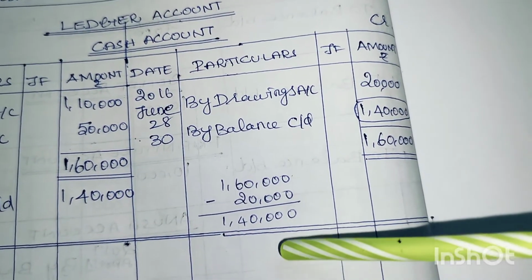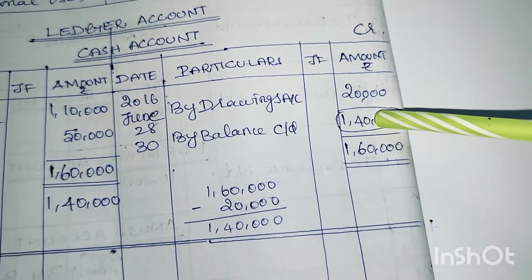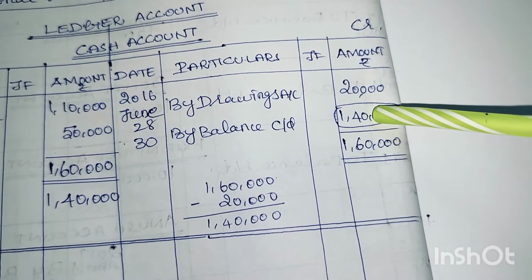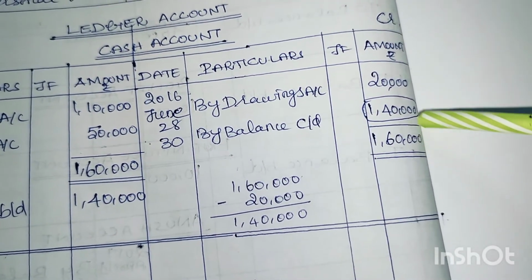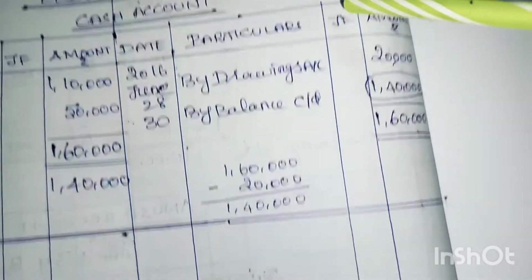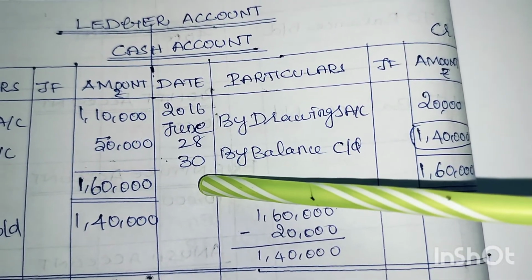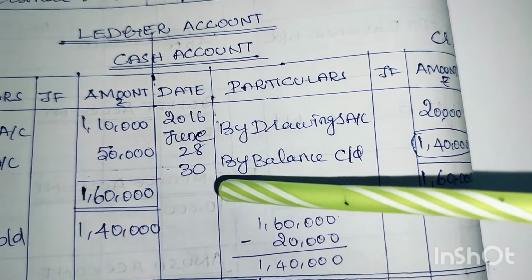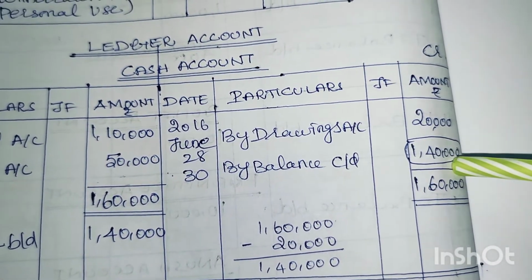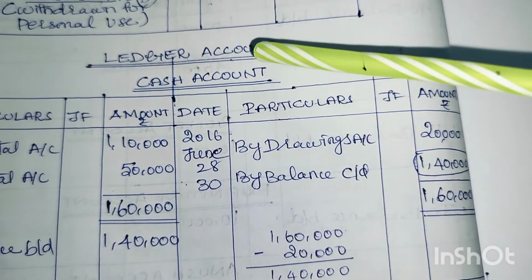Okay. So we have to enter that difference amount on credit side in the amount column. So what is the account we have to write for this 1,40,000? We have to write the last day of the accounting period, that is June 30, the last day of the accounting period. By balance carried down 1,40,000 rupees. This is the closing balance of the cash account.